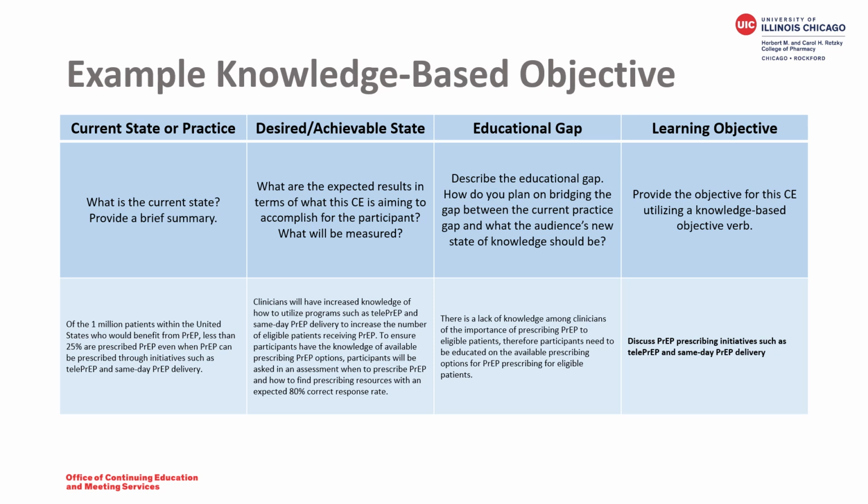To ensure participants have the knowledge of available PrEP prescribing options, they will be asked in an assessment when to prescribe PrEP and how to find prescribing resources, with an expected 80% correct response rate. So what you're trying to achieve is you're trying to increase their knowledge, and you're going to measure it by asking them specific questions with an 80% correct response rate.